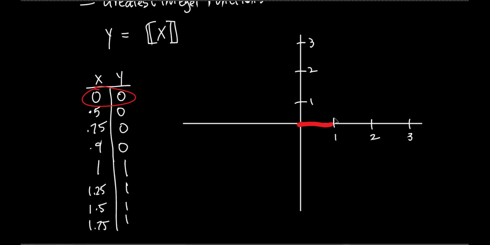All right, so now watch this. This is a little bit different. So all the way till you get to the 1, that's open right here. Now, once you get to 1, what does it do? It goes up 1, doesn't it?